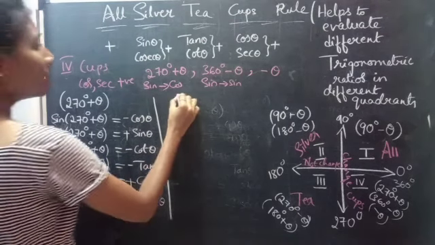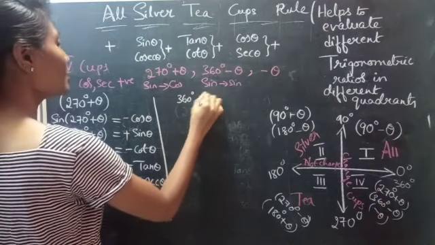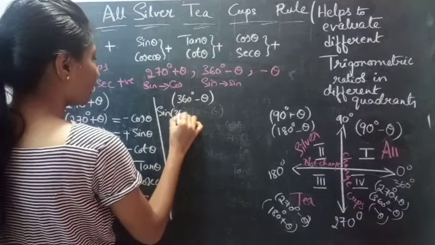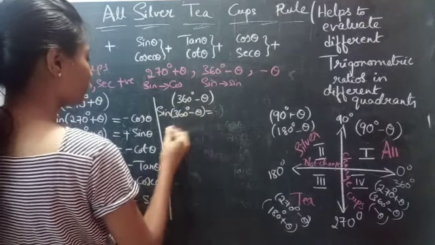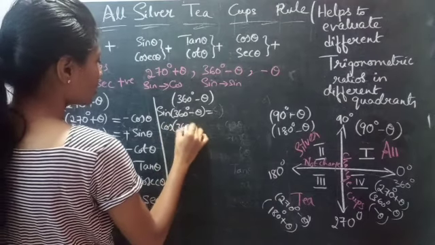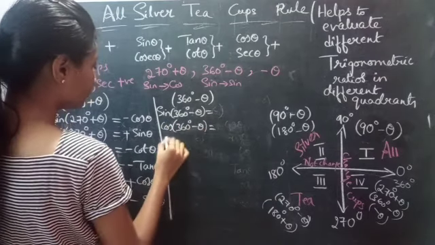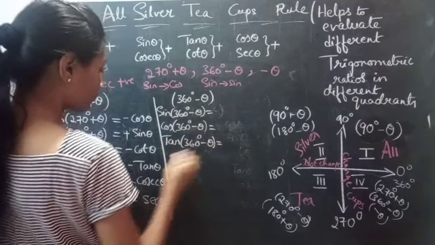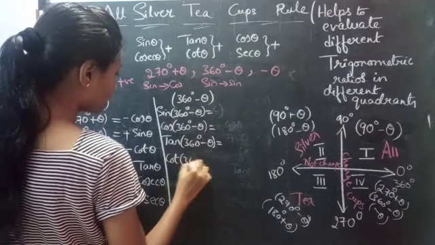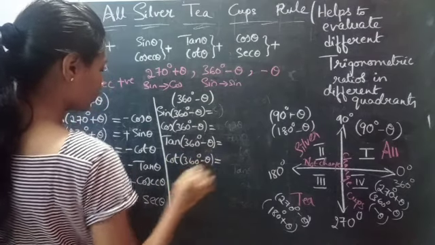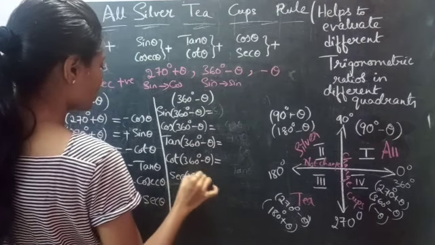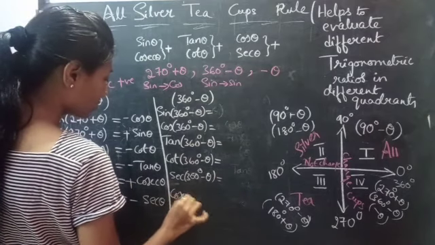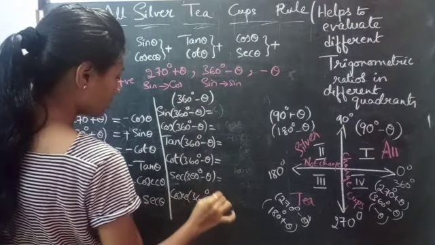Next, coming to 360 degrees minus theta. Sine 360 degrees minus theta. Cos 360 degrees minus theta. Tan 360 degrees minus theta. Cot 360 degrees minus theta. Secant 360 degrees minus theta. Cosecant 360 degrees minus theta.